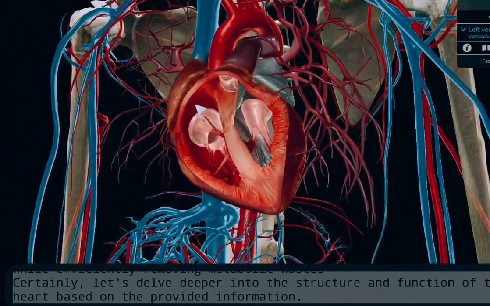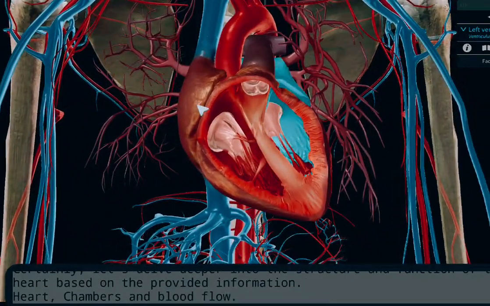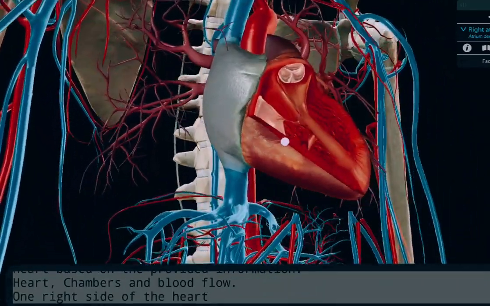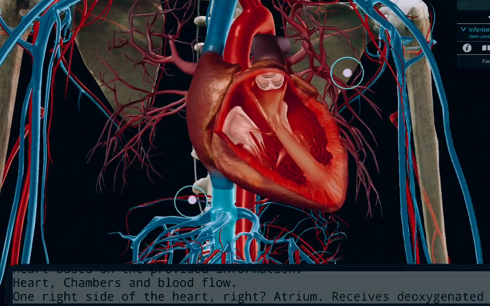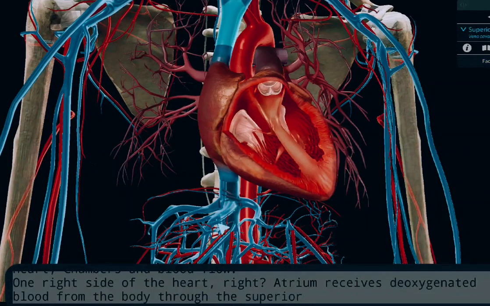Heart chambers and blood flow. 1. Right side of the heart. Right atrium receives deoxygenated blood from the body through the superior and inferior vena cavae.